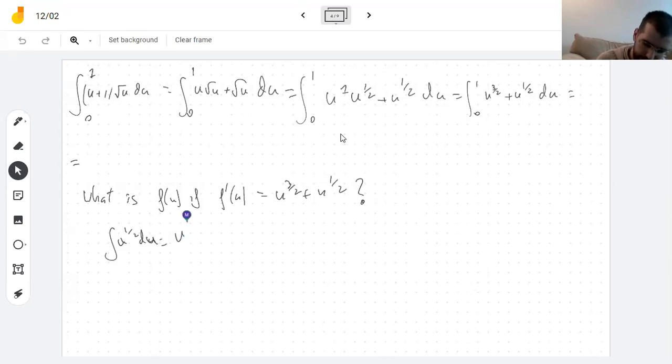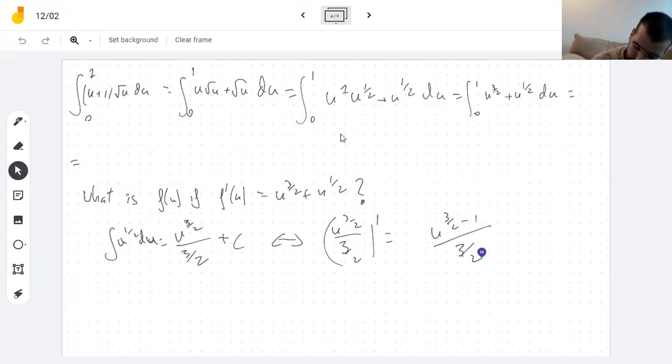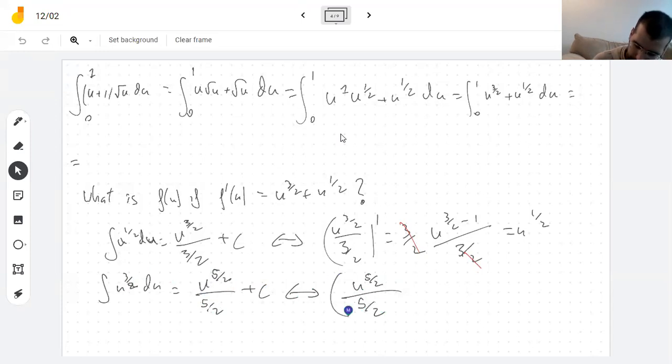So the answer is you add 1 to the exponent and you divide by what you're going to have to multiply later. The derivative of u to the 3/2 is u to the 3/2 minus 1 times 3/2, which is u to the 1/2. And to take the integral of u to the 3/2, we take 1 more in the exponent and divide by that, because that is exactly what you need to divide to get the correct derivative.